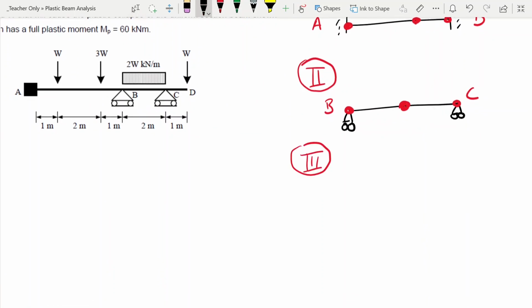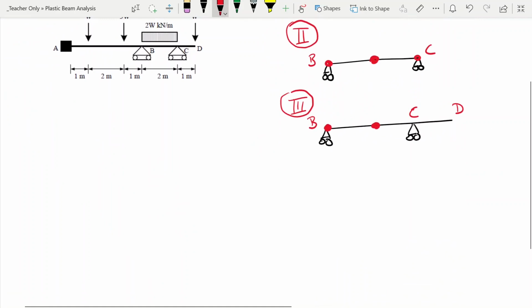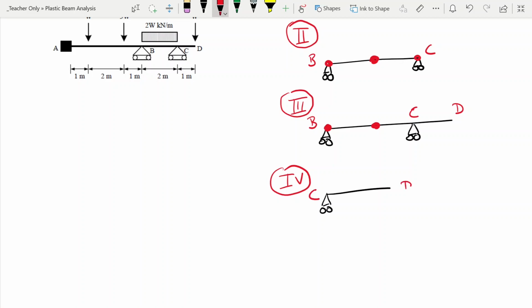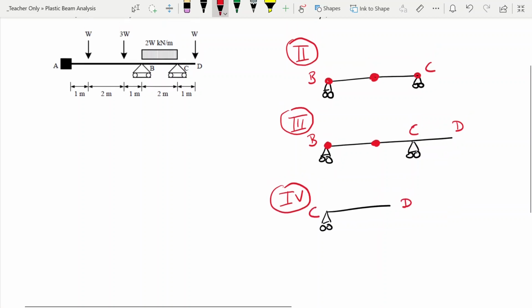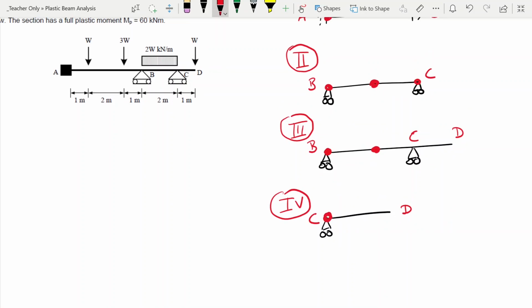The third one is one that considers the span BD. We're going to think about this case with a hinge at B and then another hinge at the midspan of span BC. So again, this is B, this is C, this is D. And in this case, we don't need a hinge at C. That hopefully will make sense when we draw the shape of the collapse mechanism. The final one that we're going to consider is a cantilever failure at span CD. And in this particular case, CD is a cantilever. So you only need a hinge at C to cause the collapse mechanism with this load W.